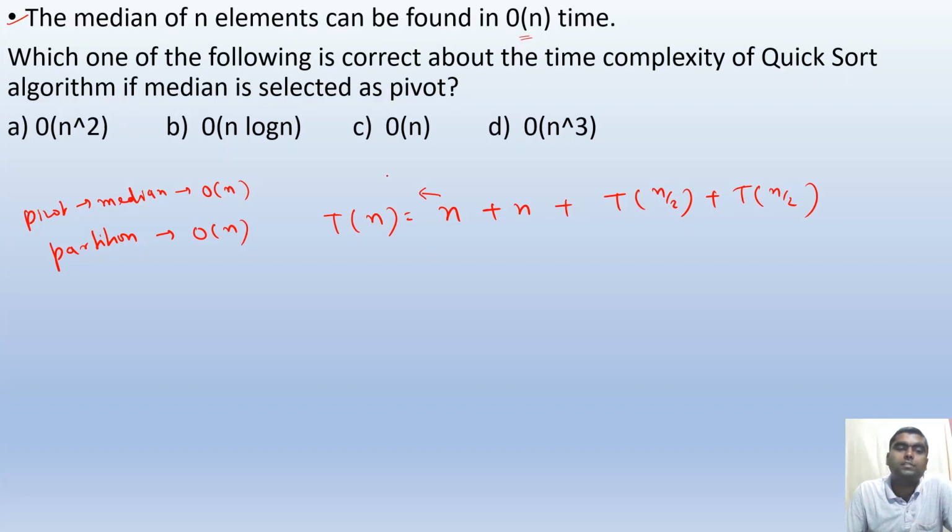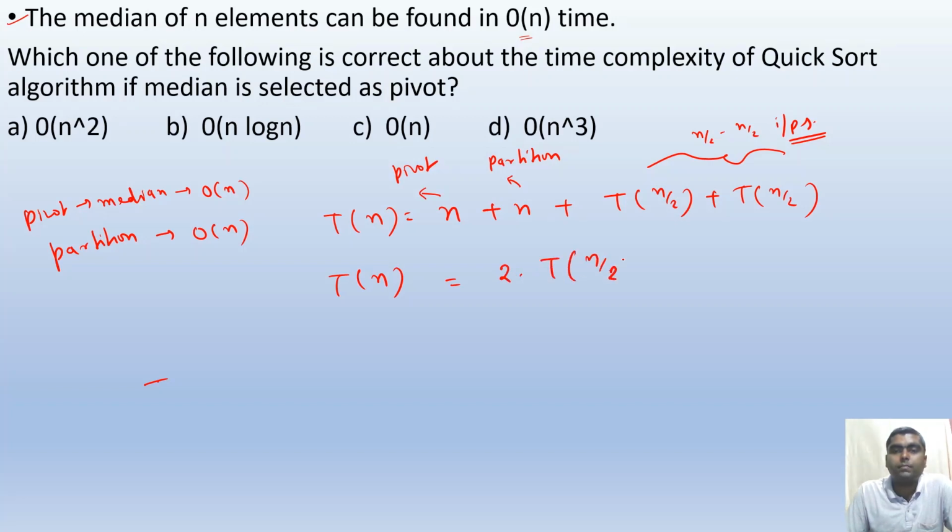So n is what? N is your pivot using median. This is what? This is partition, and these are the, right, n by 2 inputs. Okay, so finally this way you will get what? T of n equals 2 times T of n by 2 plus 2n.